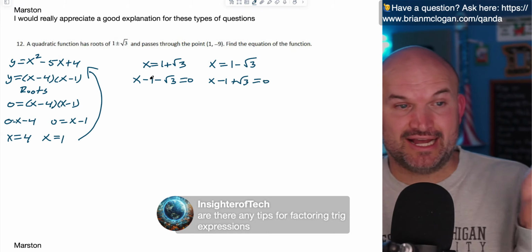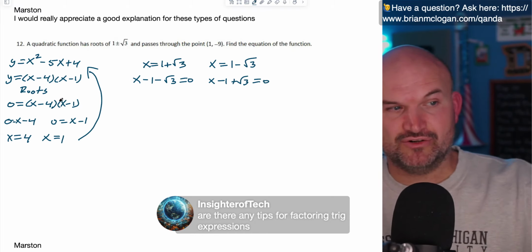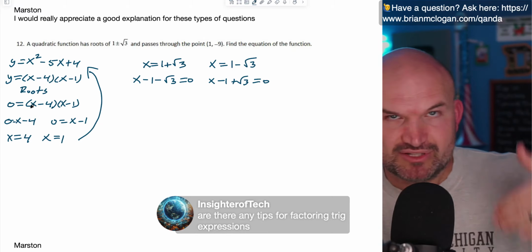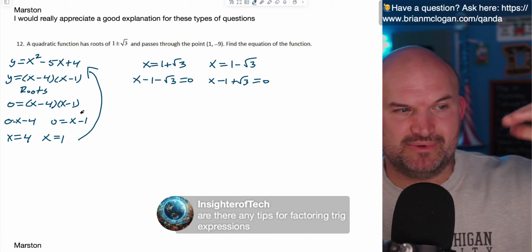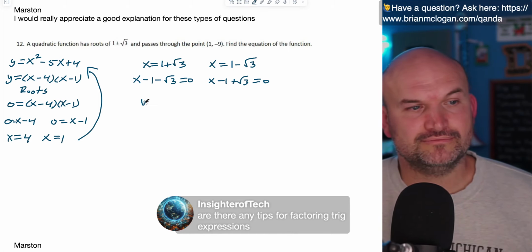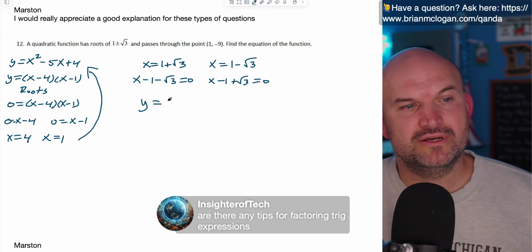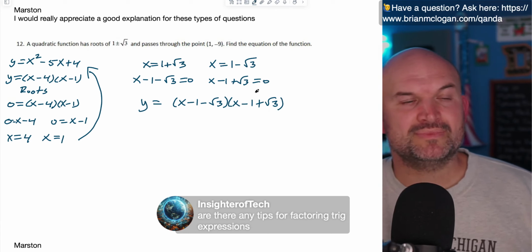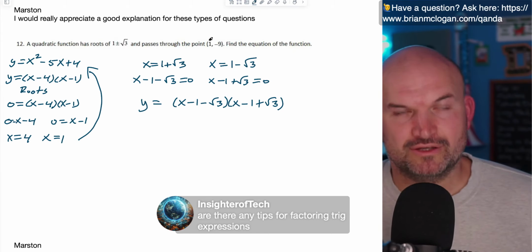And now you can see I can rewrite these in factored form set equal to y, which would be our function. You can set them equal to 0, but we just did that for the zero product property. So y equals x minus 1 minus the square root of 3 times x minus 1 plus the square root of 3.